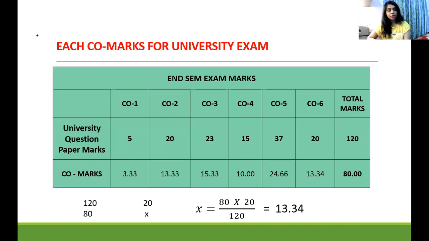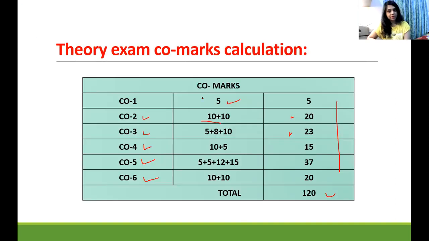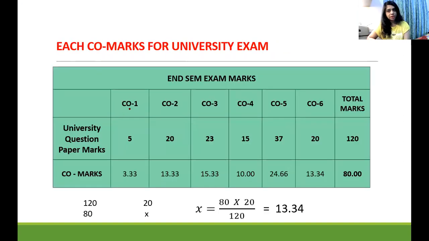Now what is the next step? Now write the same table horizontally, this column and this column. So I have written CO1, CO2, CO3, CO4, CO5, CO6 and the marks allotted by the examiner in a university question for these particular COs. So its total is 120. But the student is not going to solve for all 120 marks. He is going to solve only for 80 marks because it is an 80 marks question. So you have to convert this weightage, which is for 120, to 80 marks.